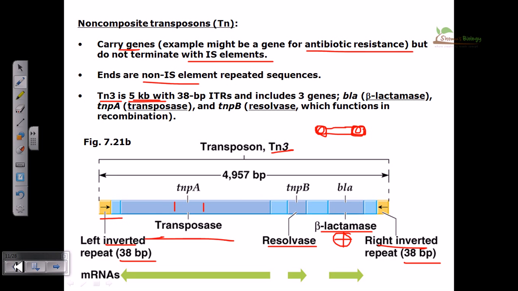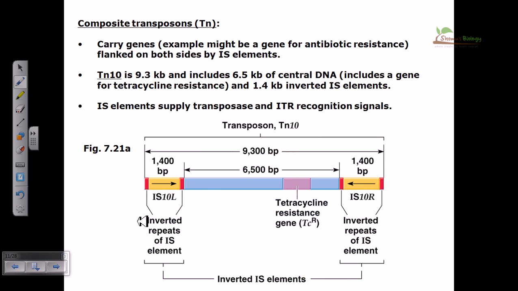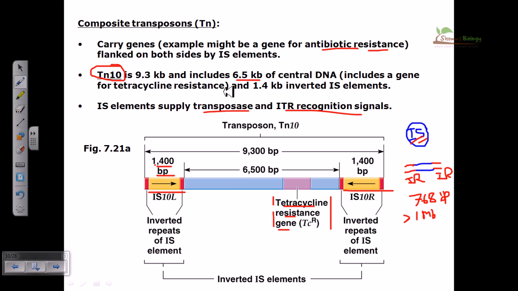So let's sum up all of this about composite and non-composite transposons. You can see in the case of composite transposons, we have the central region of the DNA that is flanked with two insertion sequences at both ends. One is called the left insertion sequence, another is called the right insertion sequence, and at the middle it may carry genes. For example, it can carry the antibiotic resistance gene. Here in a Tn10 type of transposon, it can carry the tetracycline resistance gene. Okay, and this type of transposon is pretty long, like 9.3 kb in size.